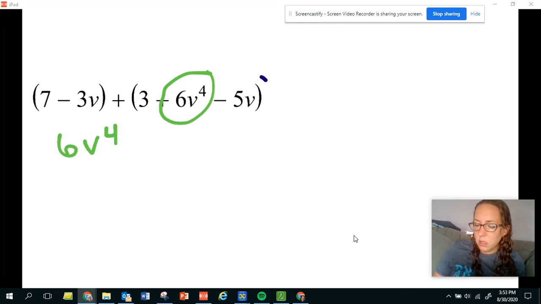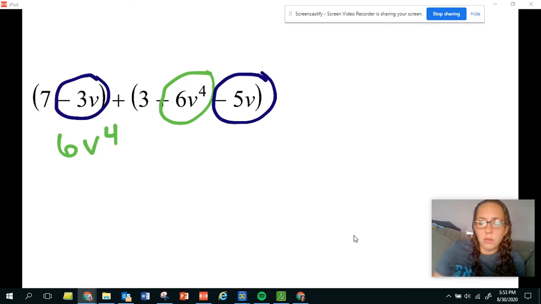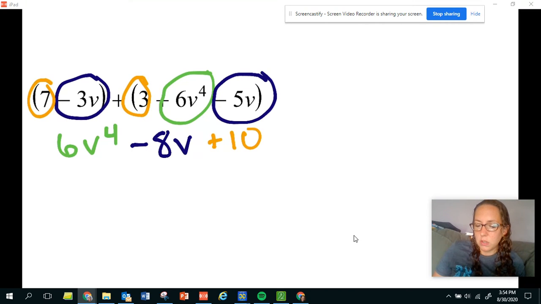Next, the next biggest one would be a v. And if you write these out of order, I mean, you're not technically wrong. It's just this is the proper way to write it. Just FYI. So 2 with a v, so I'm going to add their coefficients, and -3 plus -5 is -8. And then I have 2 that are constants, and I will just add those together to get 10, and then I'm done.